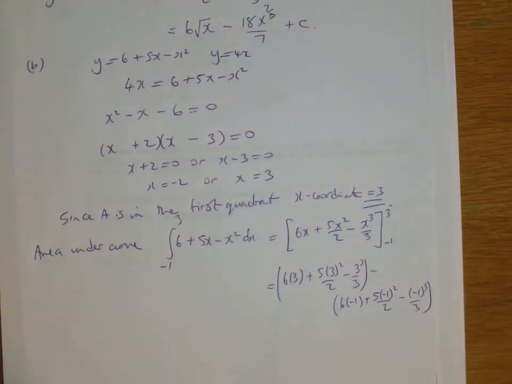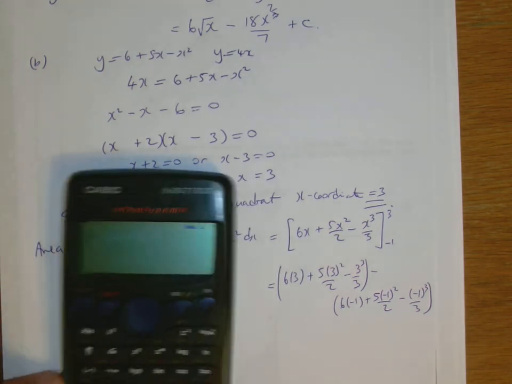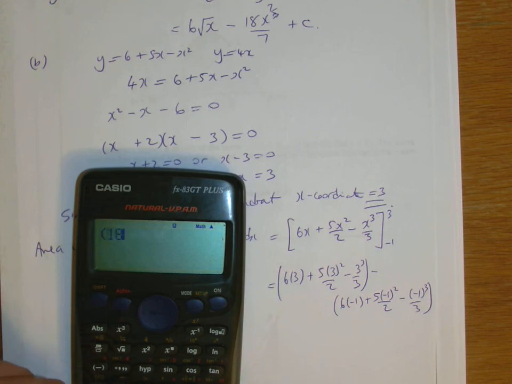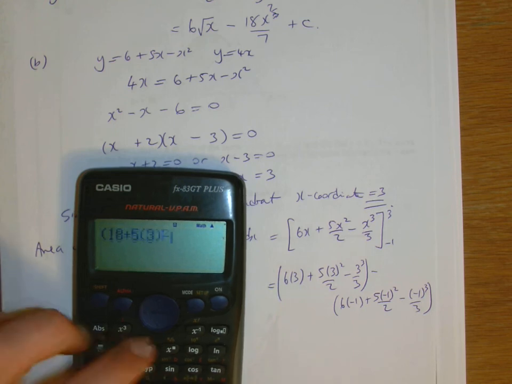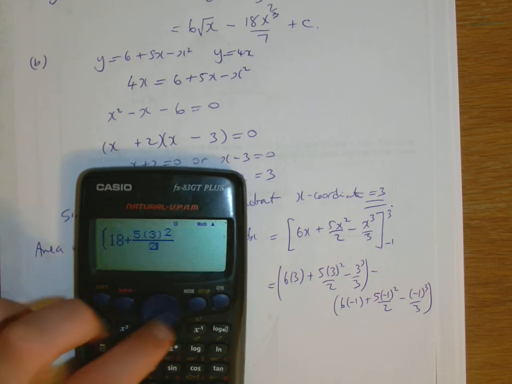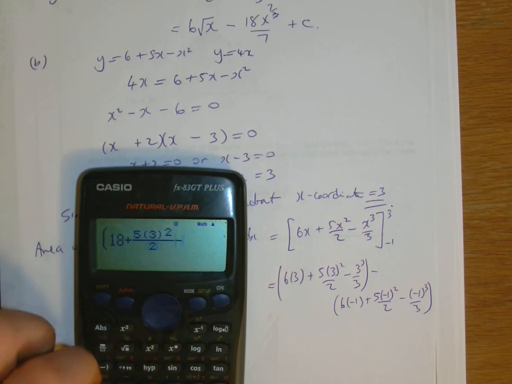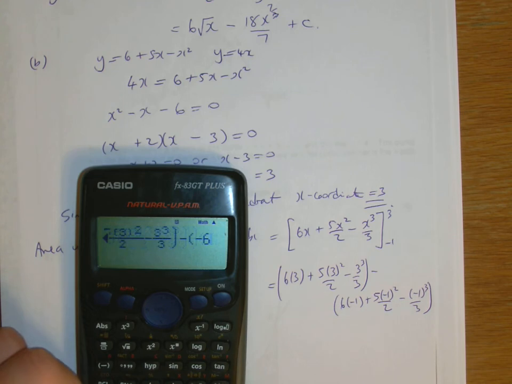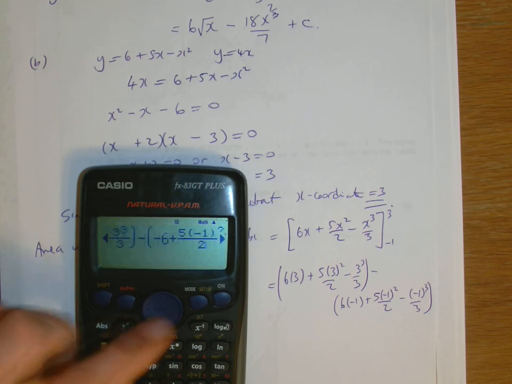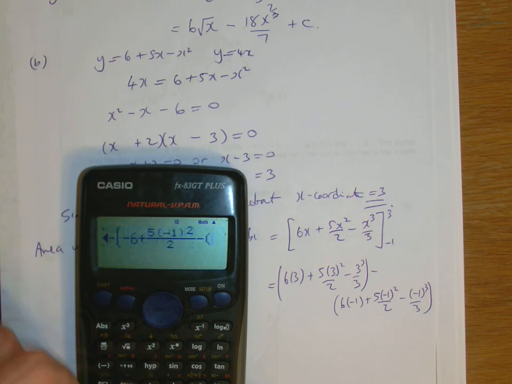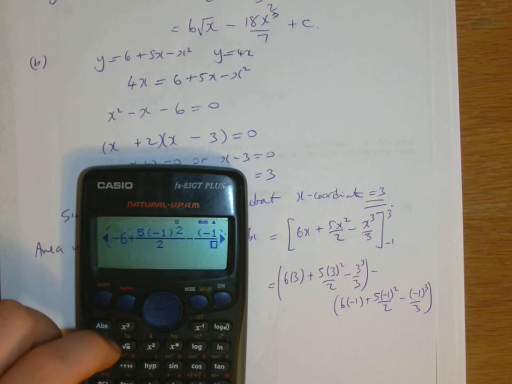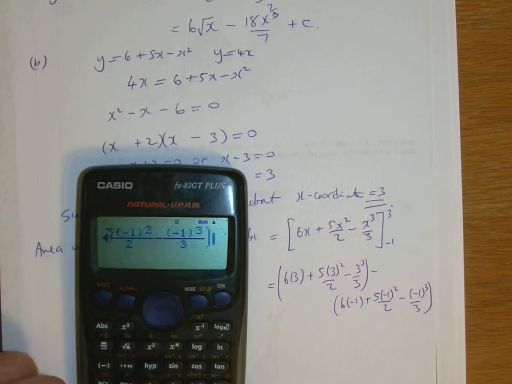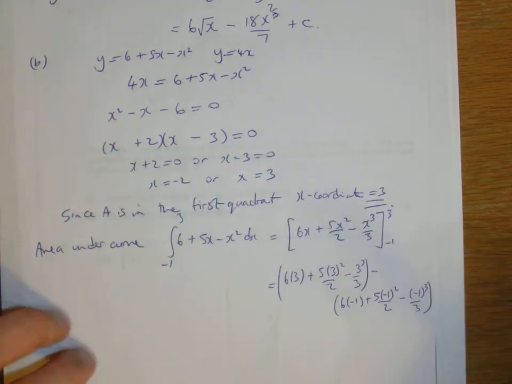You can see my use of brackets. I'm being really careful, especially with the negative, of course. So let's get my calculator. 6 times 3 is 18, plus 5 times 3 squared, all over 2, take away 3 cubed all over 3, close bracket, take away, open bracket. Now 6 times minus 1 is minus 6, plus 5 times minus 1 all squared, all over 2, minus bracket minus 1 all cubed, all over 3, and close big bracket, and I get my answer to be 104 over 3.